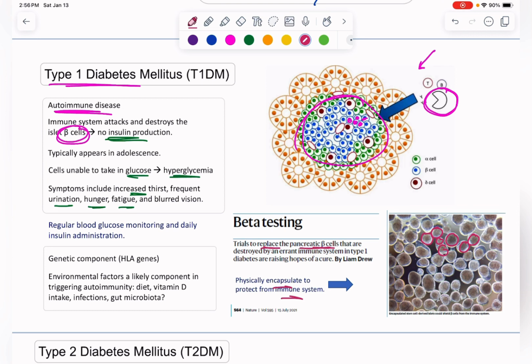What do you have to do if you are a type 1 diabetic? How do you have to manage it? Well, you have to regularly monitor your blood glucose, and you have to administer insulin daily because of that.